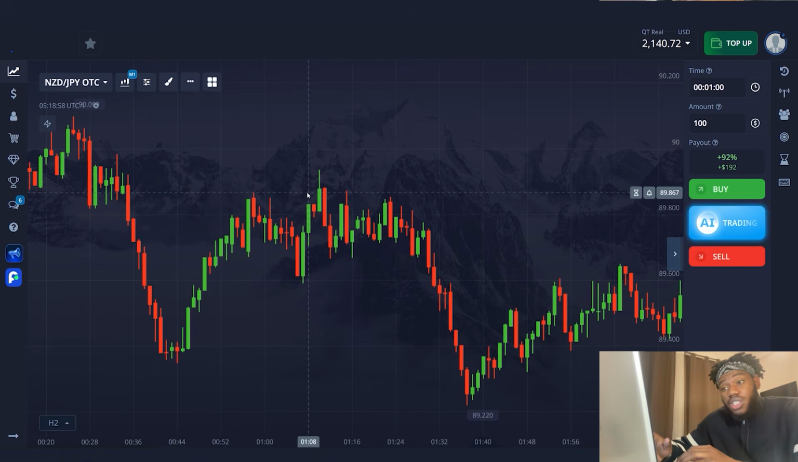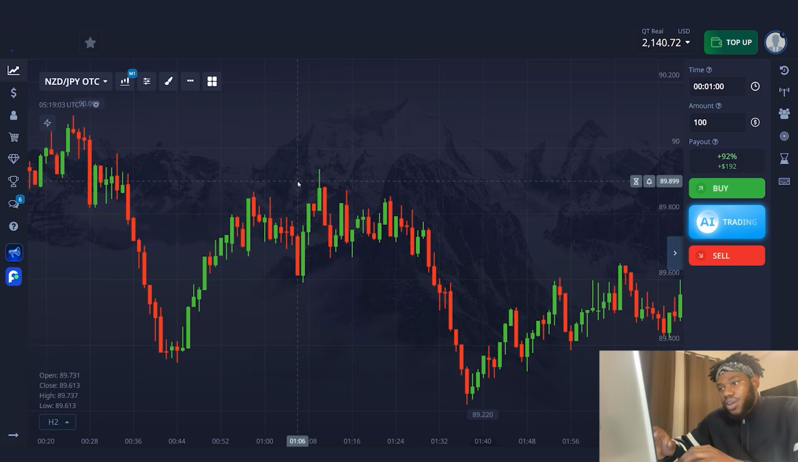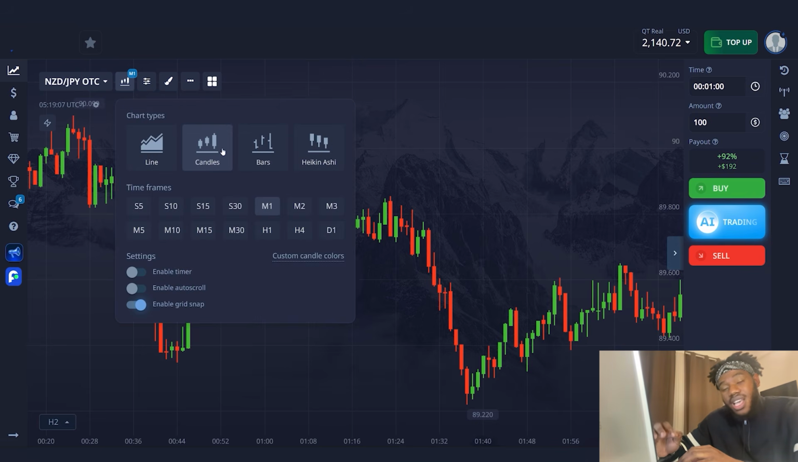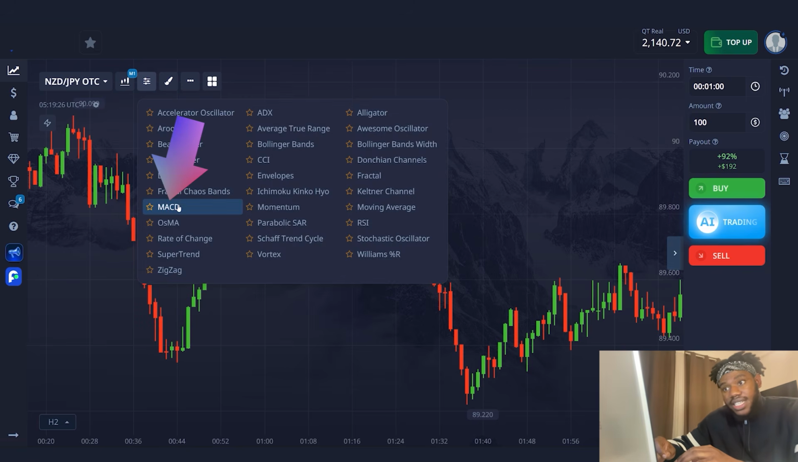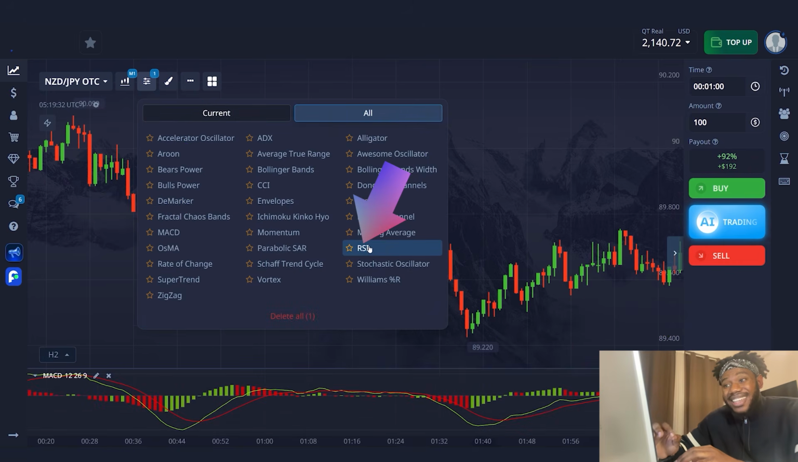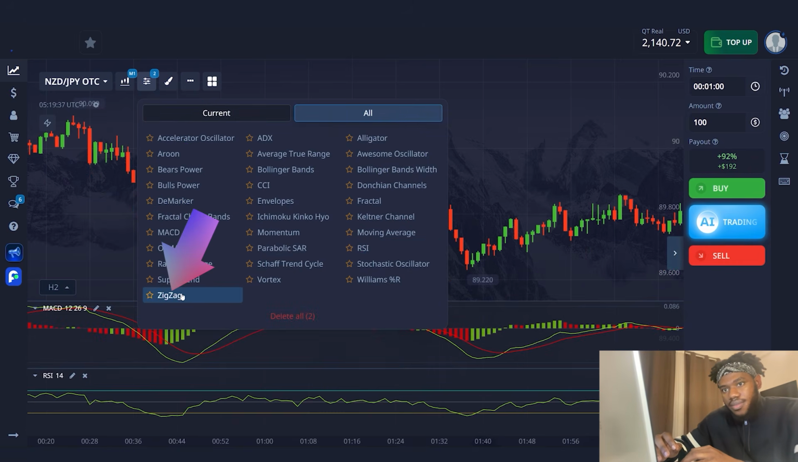Before you start opening trades, it is important to set up your account correctly. In order not to make a mistake, repeat after me step by step. It's not difficult. I'll show you everything. In this strategy, I will use the candle chart and the time frame will be 1 minute. Now I need to open the indicators section and select the MACD. I also need the RSI, and let's add Zigzag to the chart.